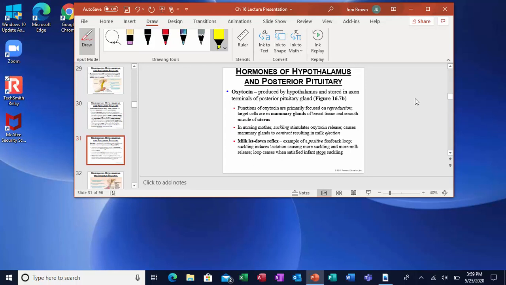Oxytocin is the other one. The hypothalamus makes this and stores it in the posterior pituitary. Oxytocin is mainly for reproduction that targets the mammary glands and the smooth muscle of the uterus. When a mother's nursing, the suckling of the infant will stimulate oxytocin release so that she will have milk ejection. And it stimulates this milk letdown reflex where the more the infant suckles, the more milk is produced. And it stops when the infant stops suckling.